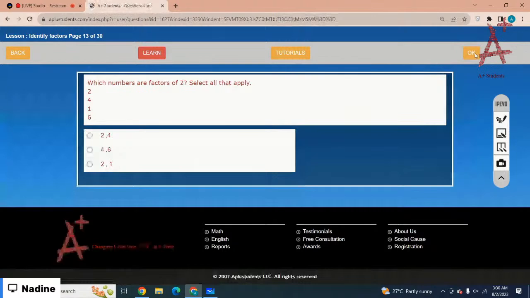Which numbers are factors of 2? Which is the correct option? The correct option is 2. Which numbers are factors of 2? The numbers that can evenly divide 2, right? They are 2 and 1. 2 times 1 is 2, so they are 2 and 1.